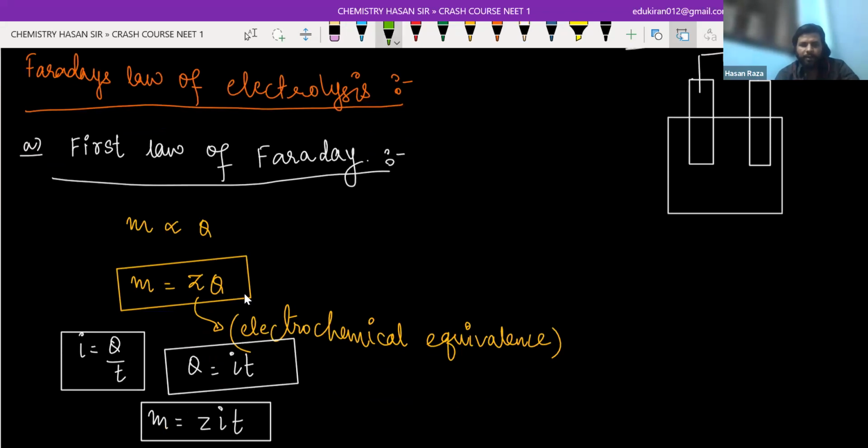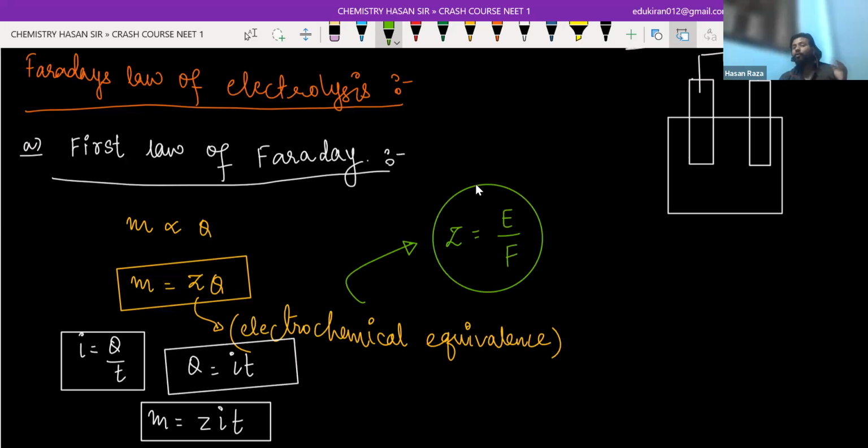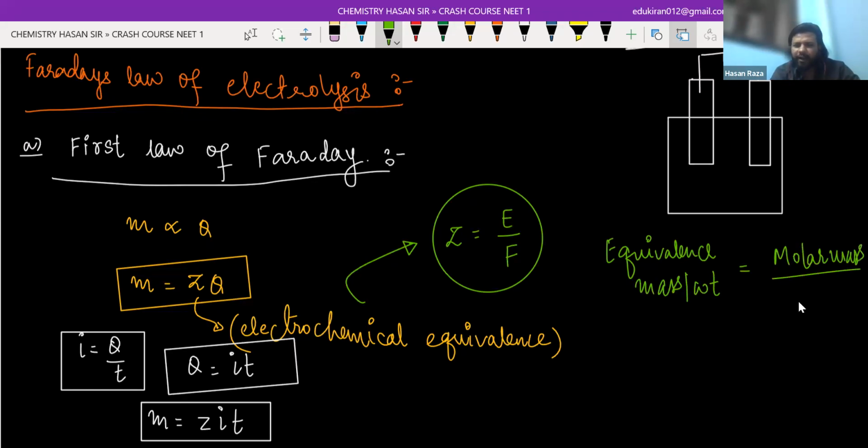Now, what is this Z? As I told you, Z is electrochemical equivalence, but basically Z is equal to equivalent weight upon Faraday's constant. This is what electrochemical equivalence is. You already know that this E is equivalent mass. In the solution chapter, or in class 11th redox reactions, you have studied equivalent mass or equivalent weight, and that is basically molar mass upon the X or N factor.